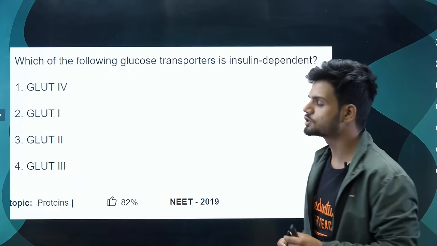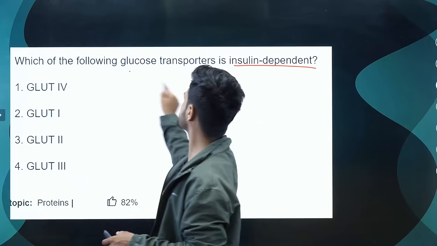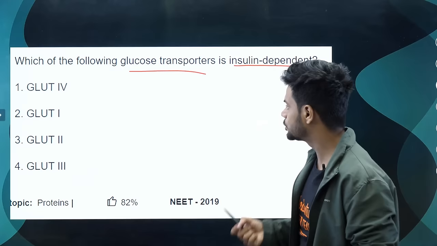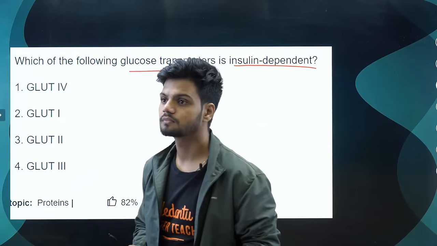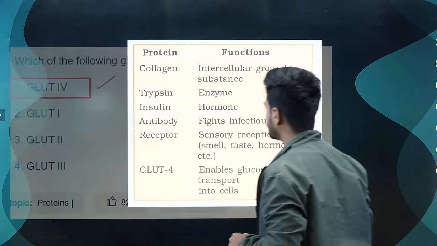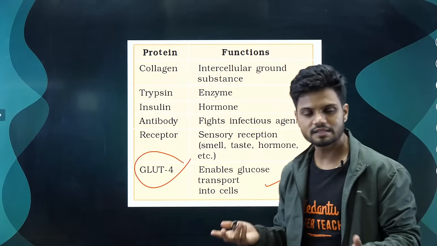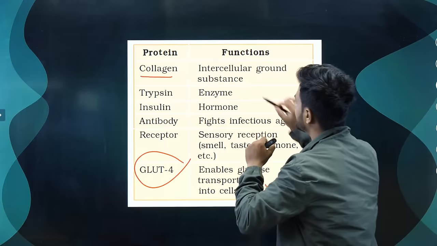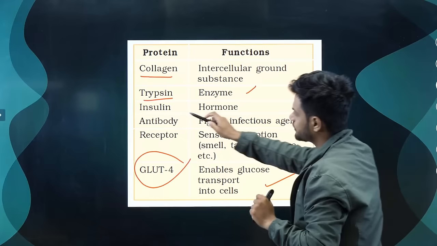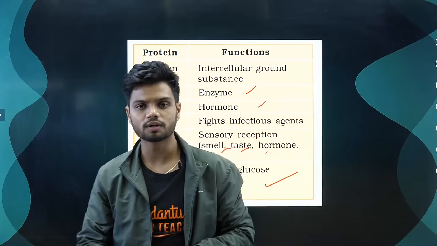Now, answer this question, all of you. Which of the following glucose transporters is insulin dependent? Is it GLUT 1, 2, 3, 4? The answer is going to be GLUT4. If you look at this table right here, GLUT4 enables glucose transport into the cell. Easy question. Or they can ask you, what is the function of collagen? Intercellular ground substance. What is the function of trypsin? Enzyme. Insulin, hormone. Antibody, fight infectious agents. Receptors, sensory receptors, for example smell, taste, hormones, etc. So GLUT4 helps in transportation.